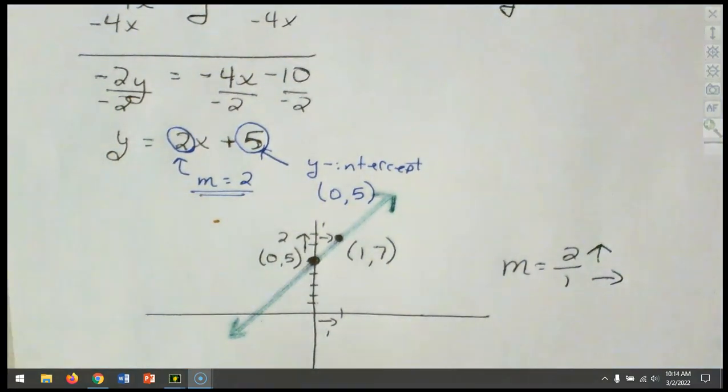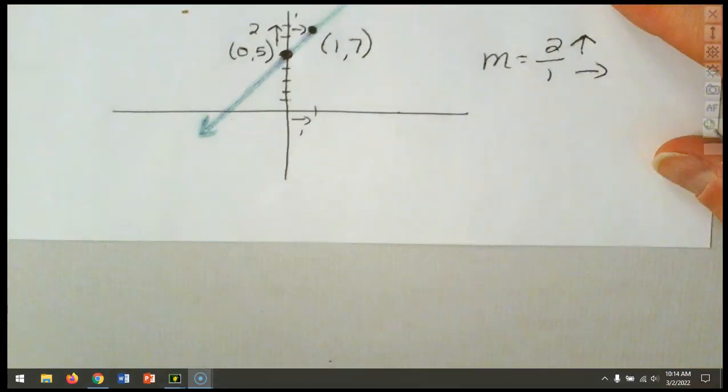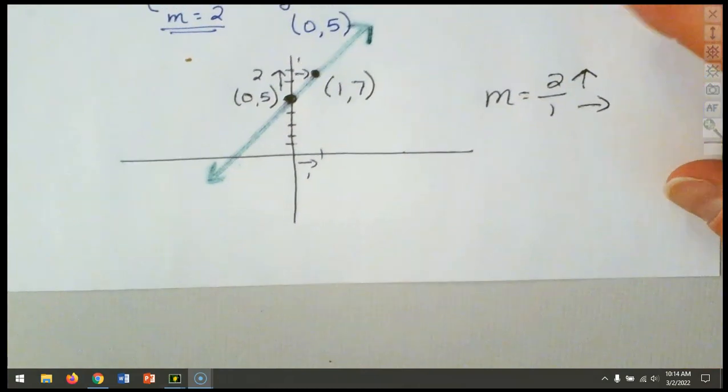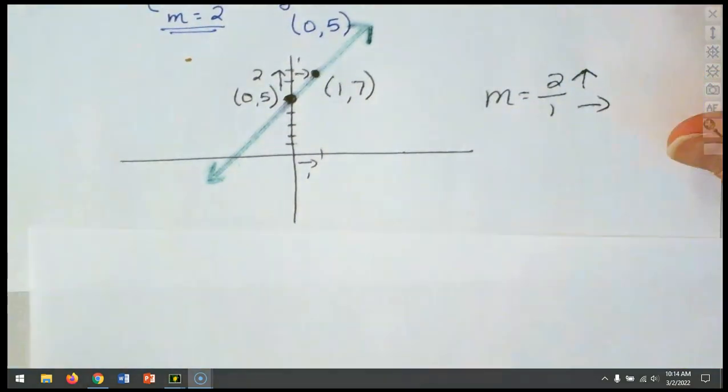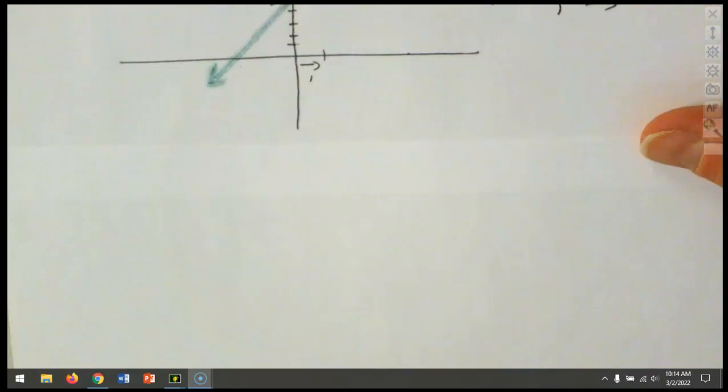I want to do 3 more of these before we talk about parallel and perpendicular lines, because I want you to see the 3 cases that can also happen. So far I've only looked at diagonal lines. We've looked at a positive one, we've looked at a negative one. Now there's also vertical and horizontal lines. And we can also have something that goes through 0, 0.